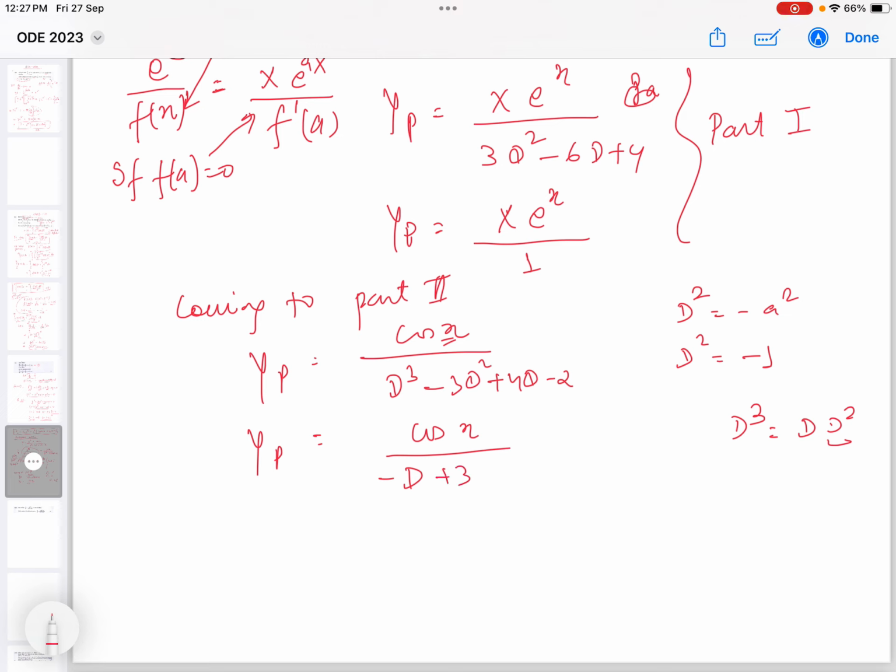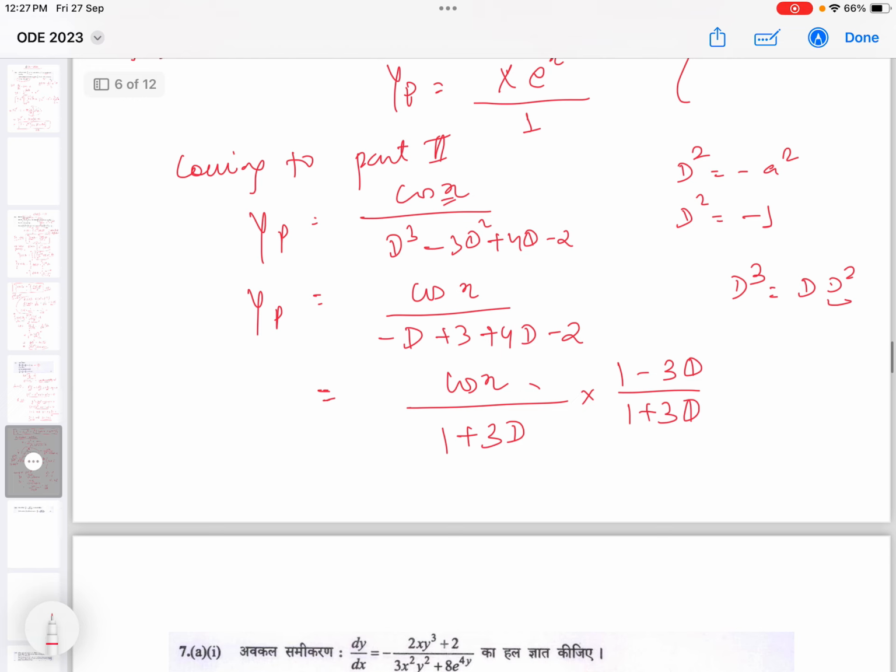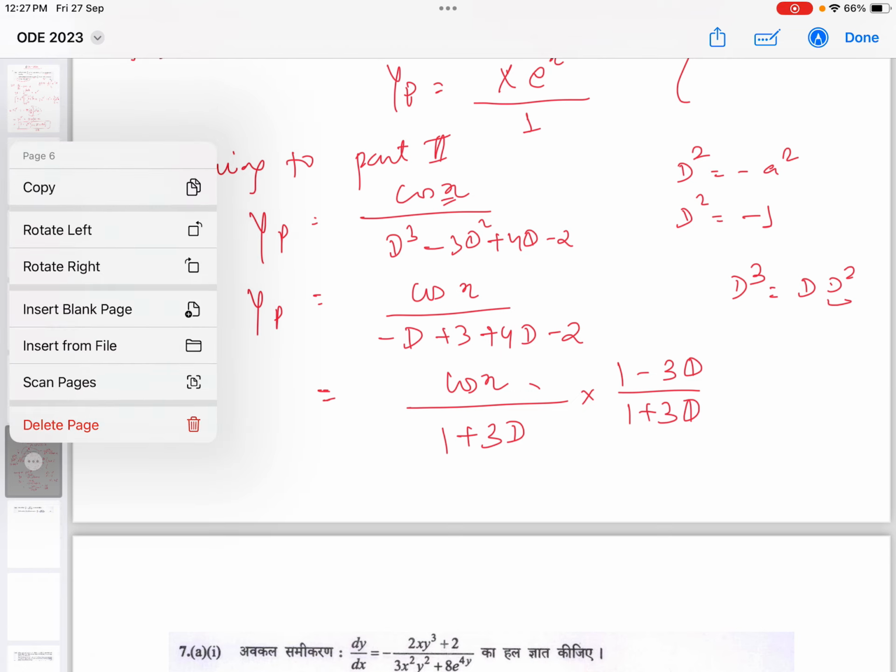This becomes plus 3D square, so it becomes cos x over 4D minus 2 minus D plus 3, that is 1 plus 3D. So we try to rationalize by multiplying the numerator and denominator by 1 minus 3D, 1 plus 3D. Fine. We take a new page.